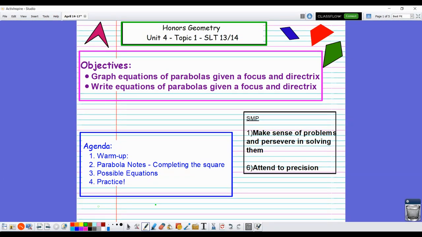Hello and welcome back. Today we are going to look at graphing and writing equations of parabolas given a focus and directrix, much like we did last week, just adding on to what you already know.